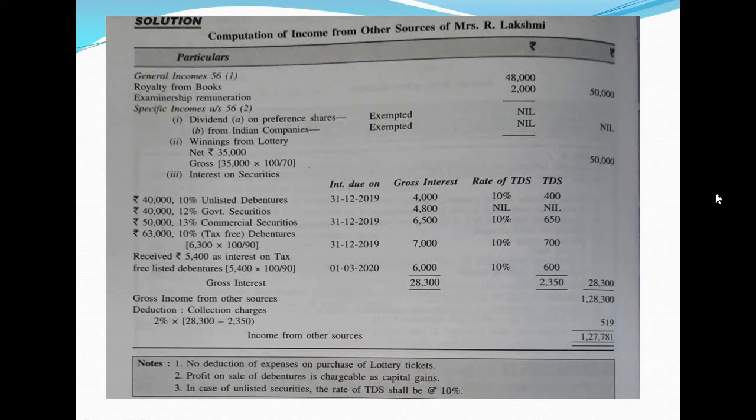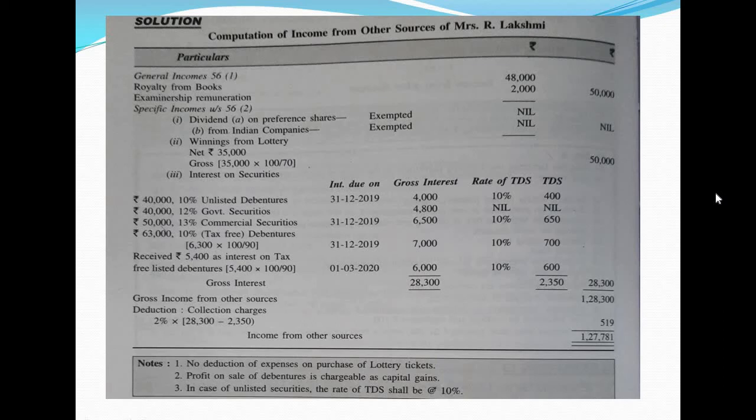Then in the case of government securities, there's no TDS, so whatever amount you calculate will be the gross amount, that is rupees 4,800. There's no TDS, so TDS will be nil. Then in the case of commercial security also, there's a TDS of 10%, but since the face value and the rate of interest have been given, if you calculate, you'll get the gross amount. So the gross amount will be 6,500, that is 13% of rupees 50,000. Then the TDS is 10%, so 10% of 6,500 is 650.